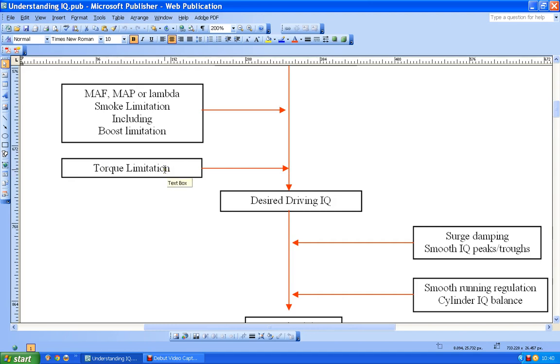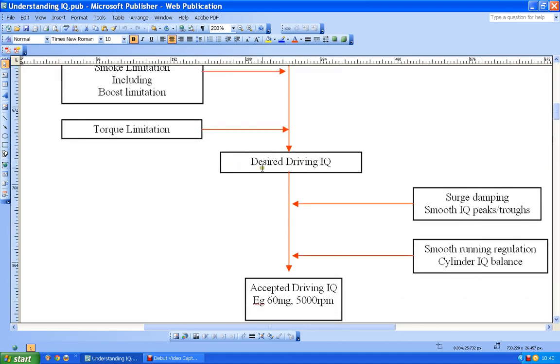In other words, what we were likely to get as a result of that was a less pleasant drive and possibly a damaged gearbox or a clutch. Now, that doesn't mean that that's what would happen, but it means that's what the designers of these files were thinking about, and obviously they want the car to last long enough for the customers to be happy. So now we've got our value after the torque limitation, so we've arrived at a final desired driving injection quantity.